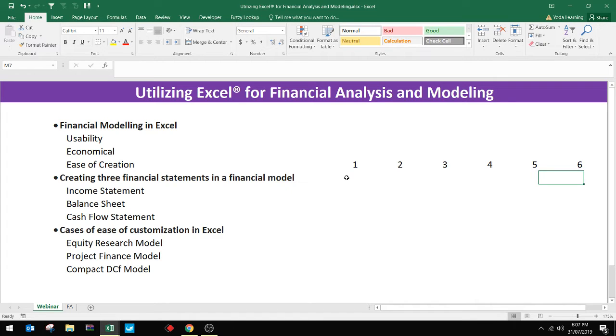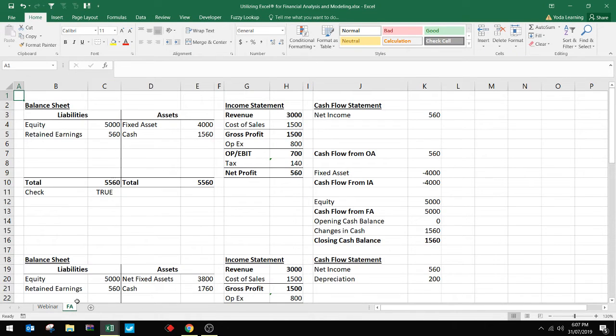Now let's begin with creating three financial statements in a financial model. For this, I hope your MS Excel is ready on the screen. So you and I will be creating three financial statements, and what I would also request you is to listen intently as I will tell you the directions and the cell, and you and I will create them together from scratch. This is what it will look like: your balance sheet, your income statement, and your cash flow statement. This file will be given to you at the end of the webinar.